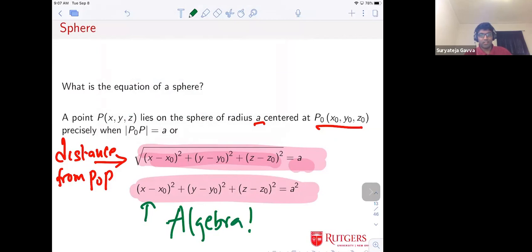Is the relation clear? Algebraically, it becomes an equation like this. It is a complete generalization of the circle; you would have seen equations for circles. For a circle, you would not have the z minus z0 term. You have (x minus x0) squared plus (y minus y0) squared equals A squared. That is the equation for a circle, but if you include the z coordinate, you get the equation of a ball. Questions on this? Is the relation clear?